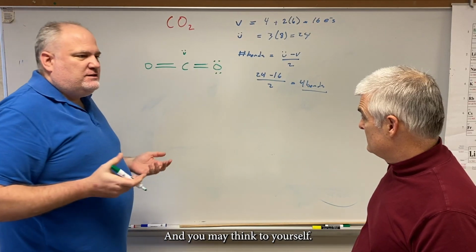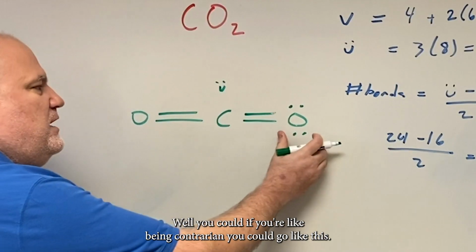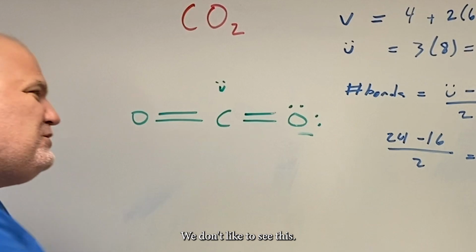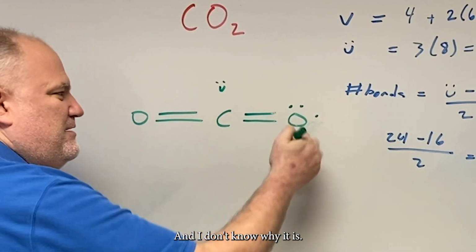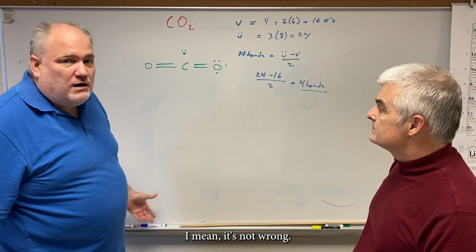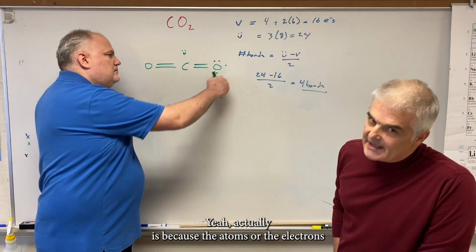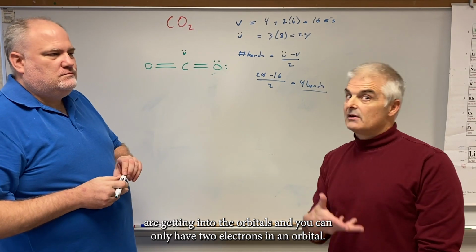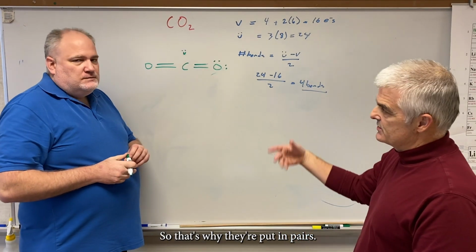And you may think to yourself, well, why did you choose there? Well, if you're being contrarian, you could go like this. But typically we like to do it this way. We don't like to see this. Maybe you can explain why this is not the greatest. I mean, it's not wrong. Yeah, but it actually is, because the electrons are getting into the orbitals, and you can only have 2 electrons in an orbital, so that's why they're put in pairs.